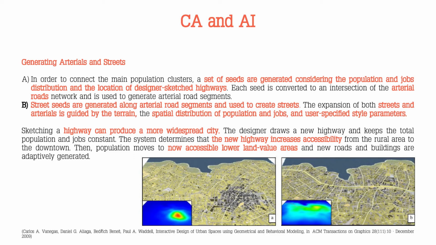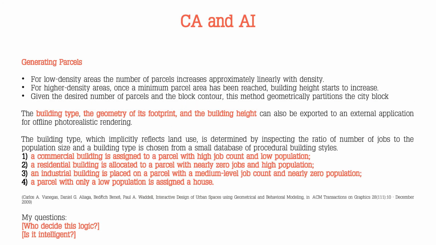Now, in this specific case we read together, the system determines that the new highway increases accessibility from the rural area to downtown. Then, population moves to now accessible lower land value areas, and new roads and buildings are adaptively generated. In this case, the goal of the design is to generate a better accessibility to the city, a better distribution of jobs. It is not considered, for example, land use, which is one key component in every form of planning, but it doesn't matter because another study could include also this variable. Now, beside the road, there is also the important consideration of generating parcels, for example, in the case of low density or in the case of high density.